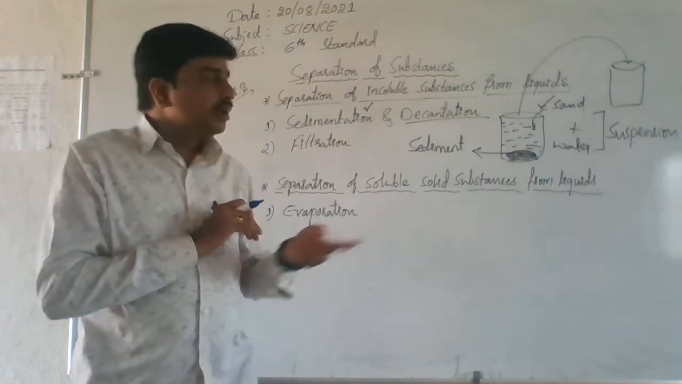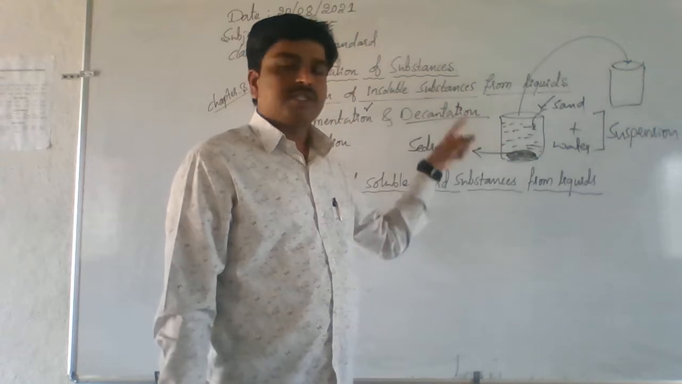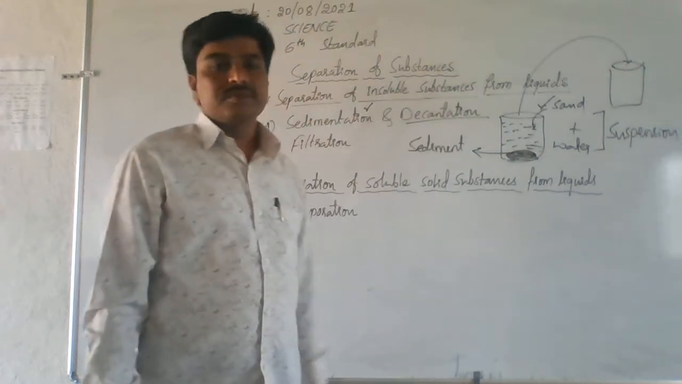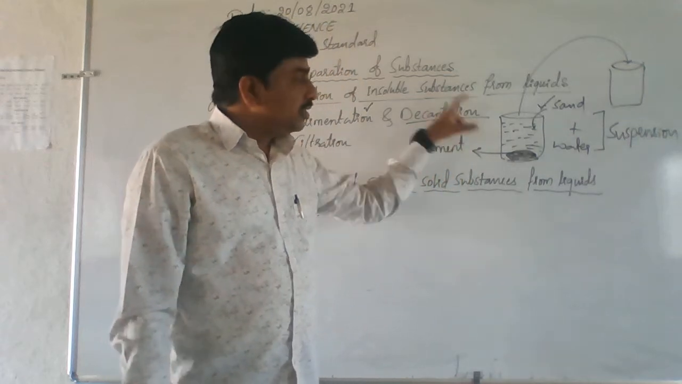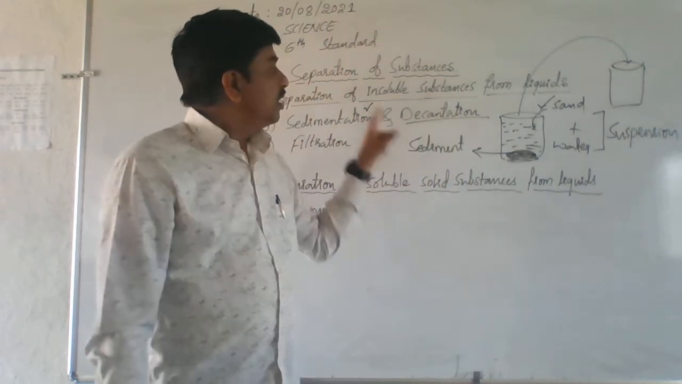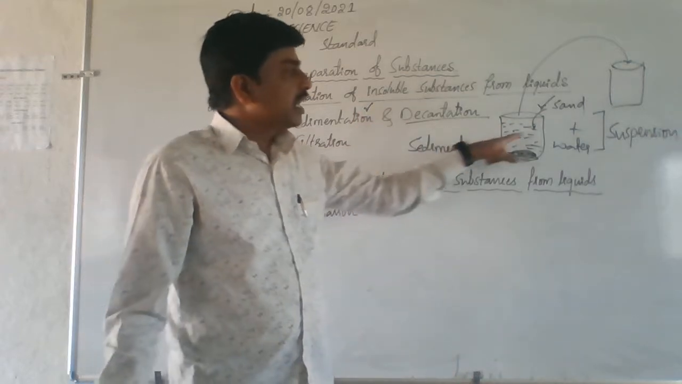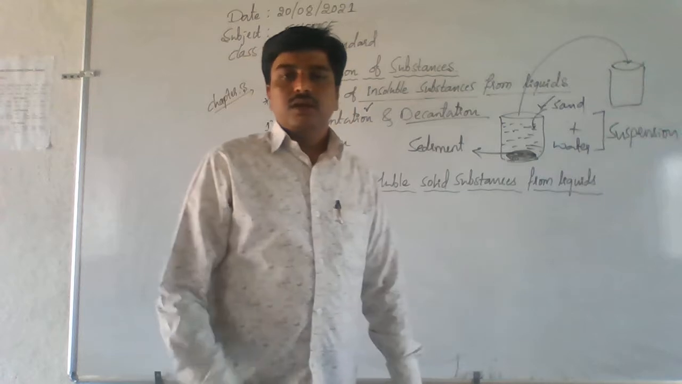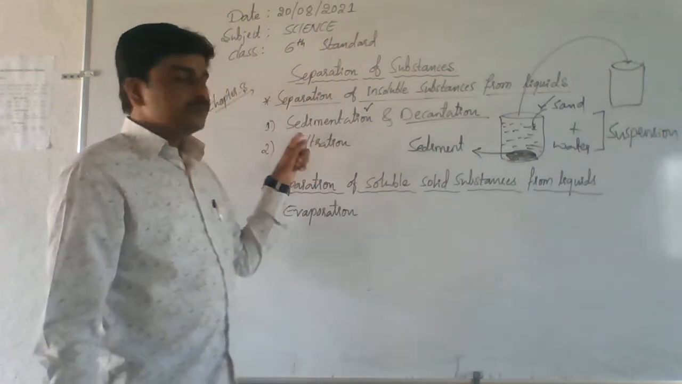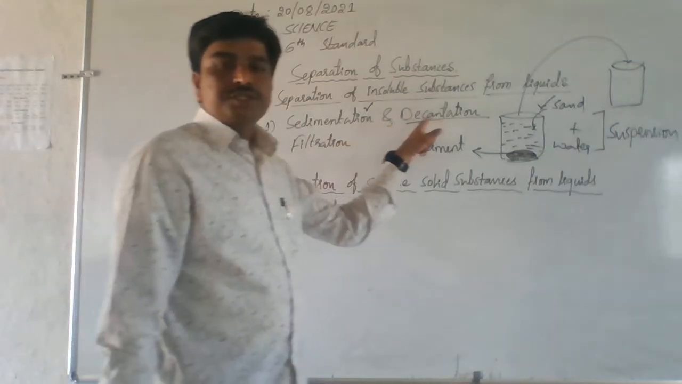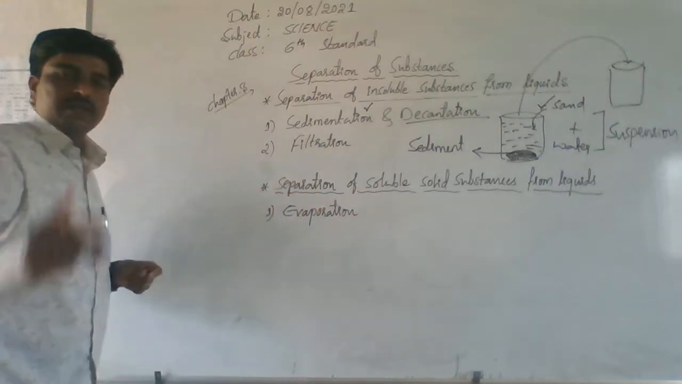In English we call it the decantation method. It is the process of pouring the clear water from a suspension into another vessel or beaker. That process is called decantation. To separate the insoluble sand particles, because sand is insoluble in water, you can use this sedimentation and decantation method. It is a very easy method, so try this activity in your home.